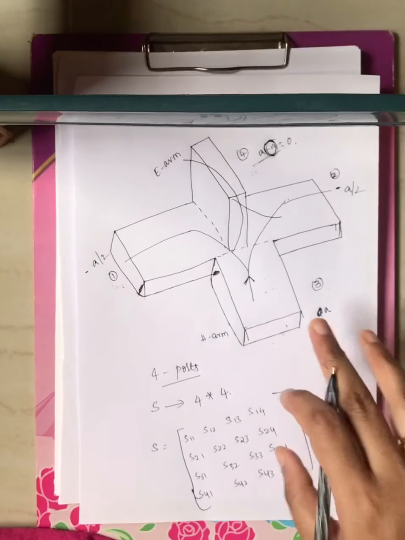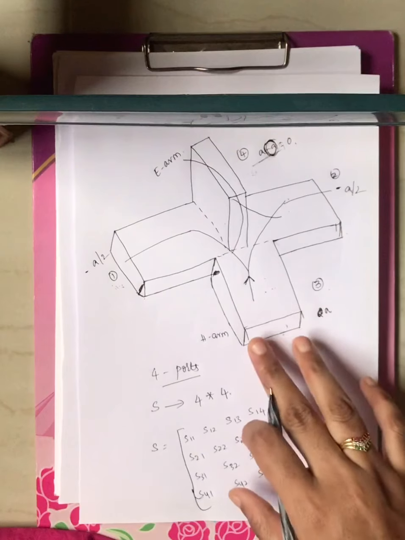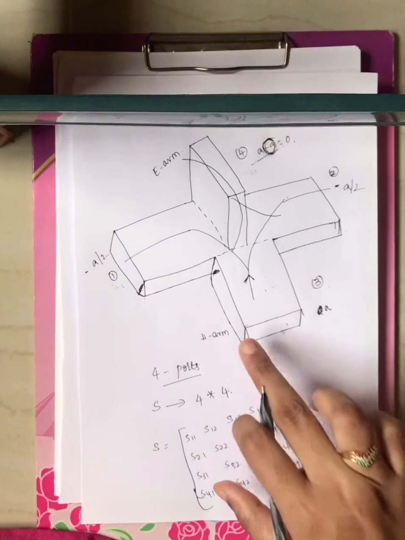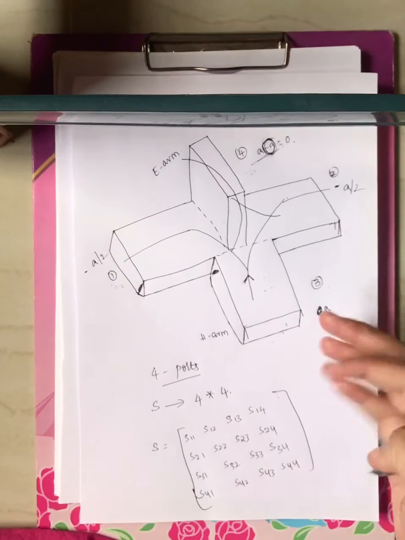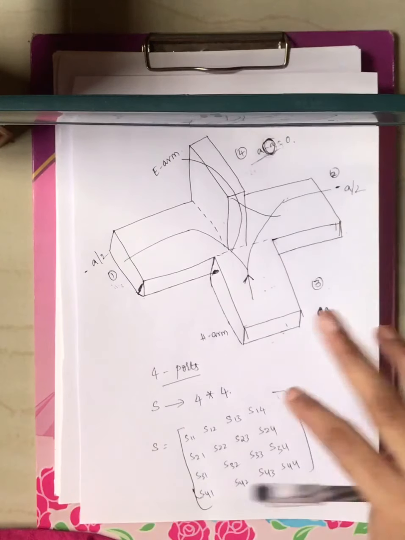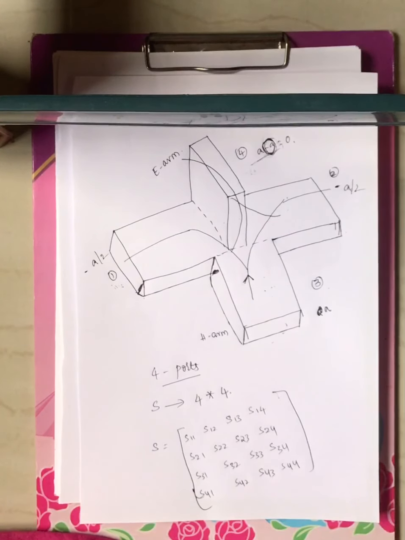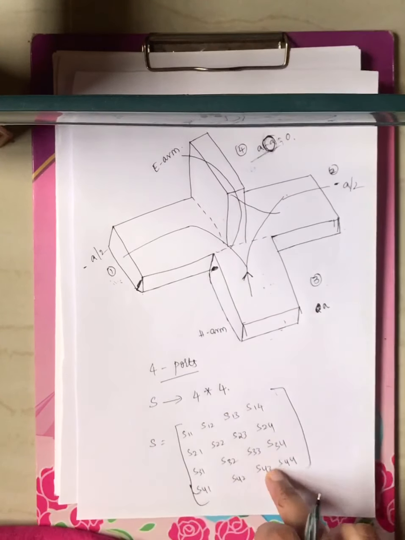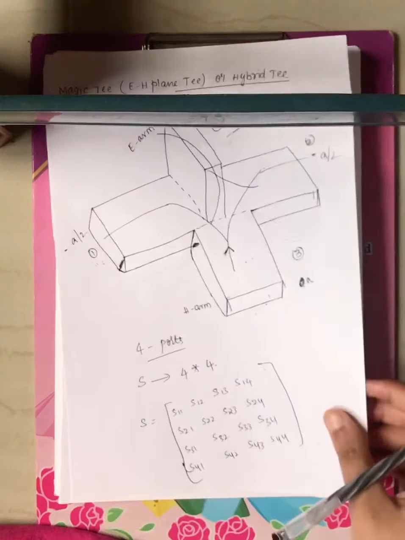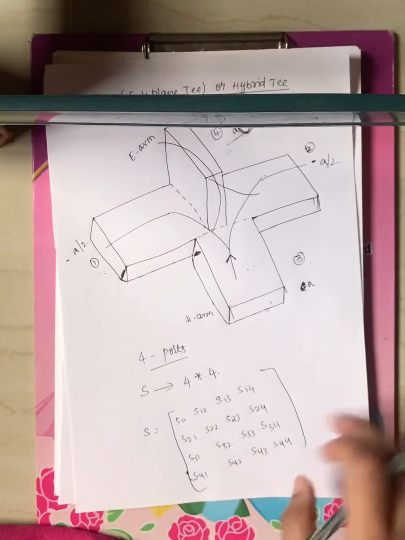Now this is about the EH plane T, a combination of E plane plus H plane. You know the E plane T property and the H plane T property. Those two properties together make the EH plane T property, right? Since it contains 4 ports, the order will be 4 by 4. This is the scattering matrix with order 4 by 4, right?